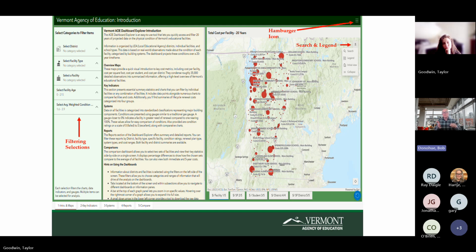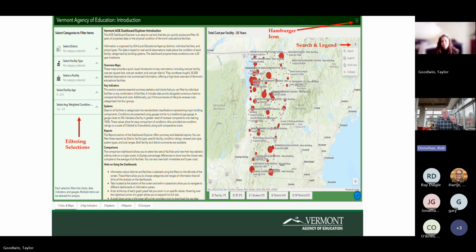Since this is a GIS map, you can do a search on any address you want. If you typed in the address of your house, it would zoom in on the map to where your house is. But if you're specifically looking at schools and you want to type in Harwood Union school district, it'll pull up the school district. If you type in an individual address for a school, it'll take you to the school. And then the legend is a way of telling you what each of those circles means.